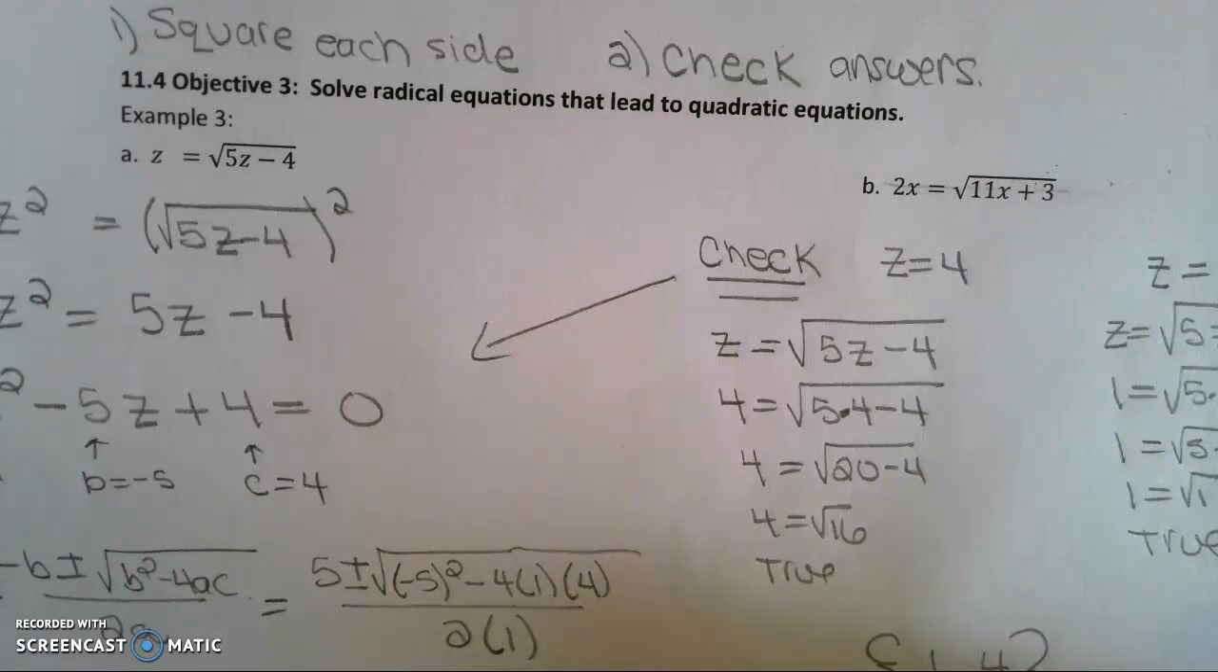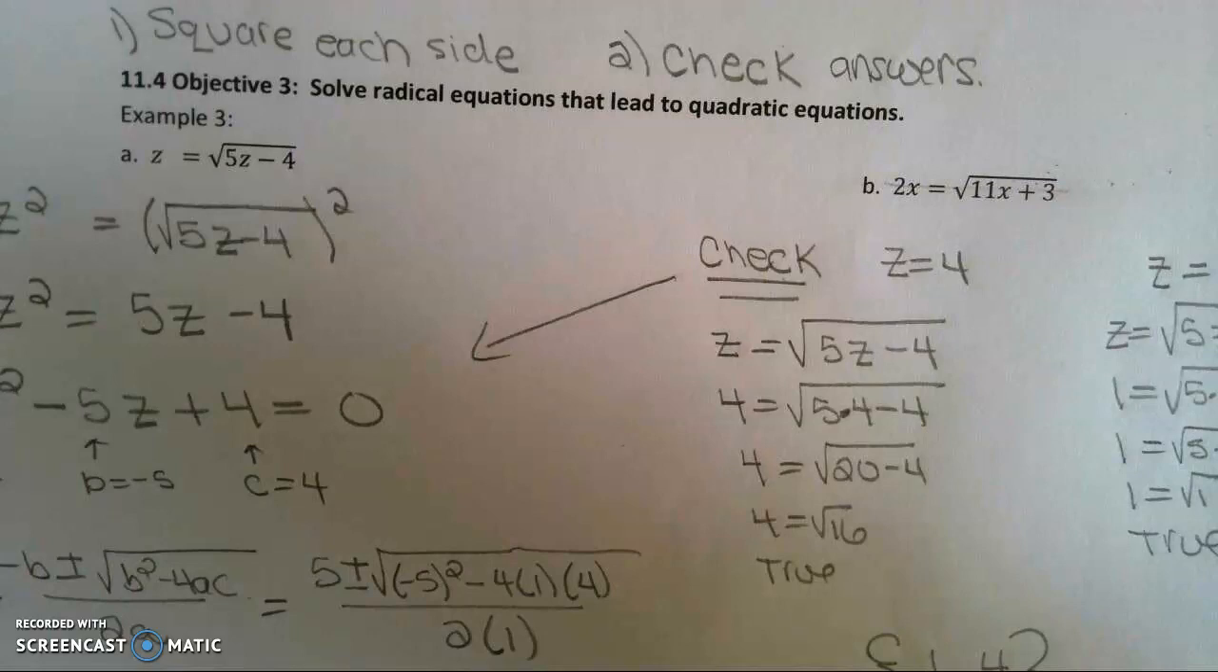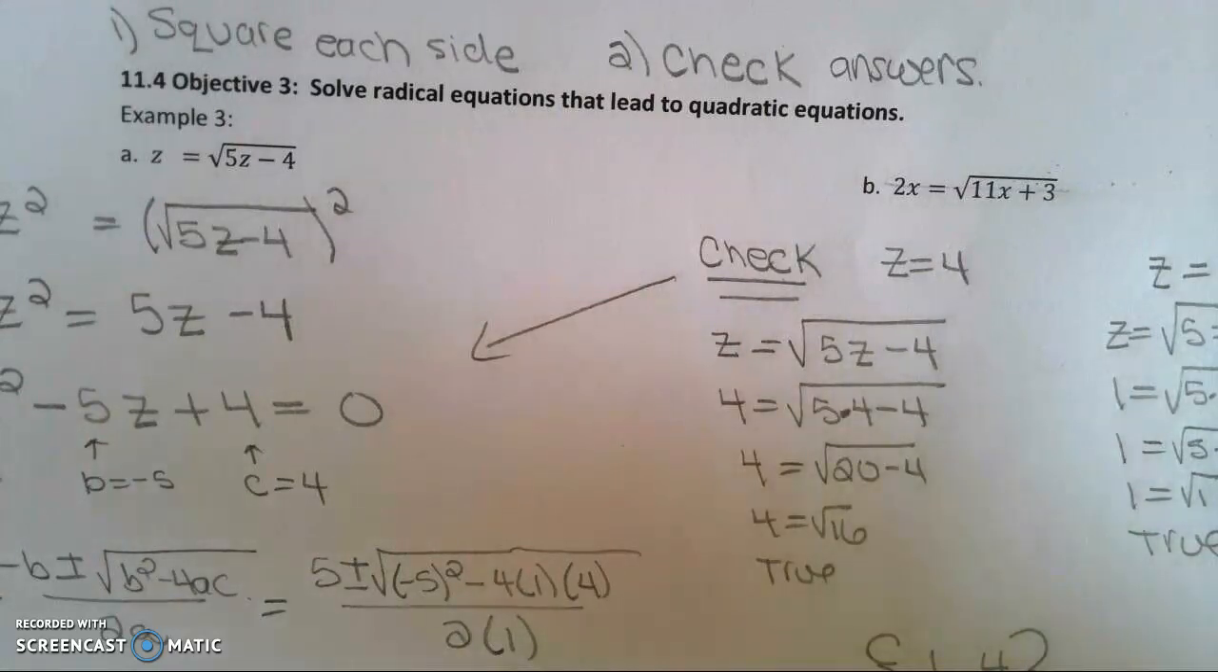Hi, this is section 11.4, objective 3. Again, we do not cover objective 2 because it's optional. Normally I do, but I think this semester I just decided not to, so I took that out of the homework. In this section, you're going to be solving radical equations that lead to quadratic equations.